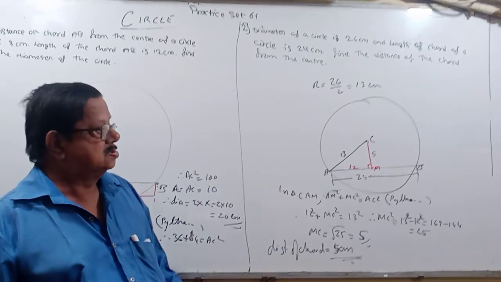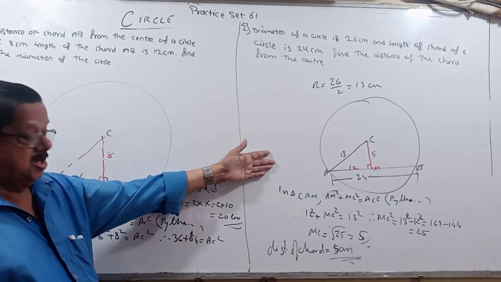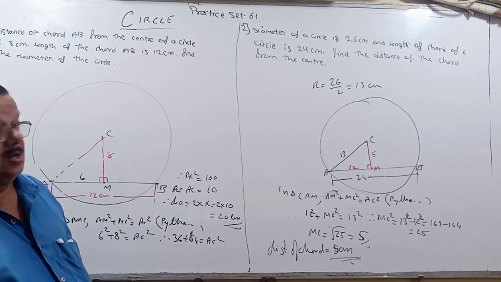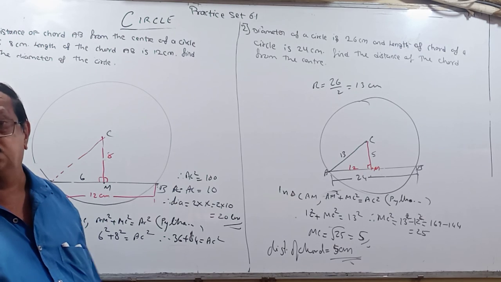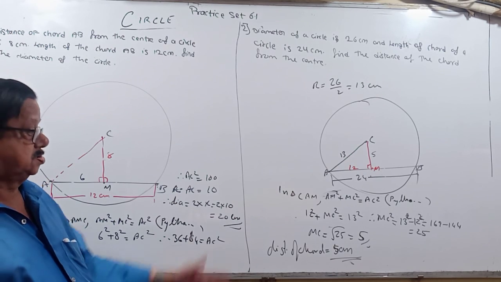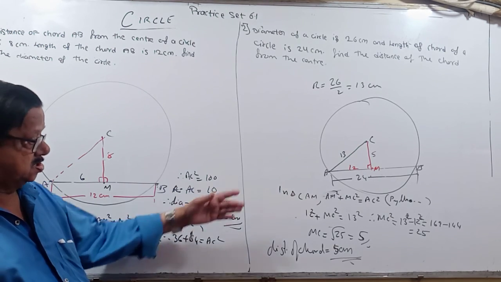This is based on the midpoint theorem: a line drawn from the center of a circle perpendicular to a chord bisects the chord. It is very simple. You have to understand this.